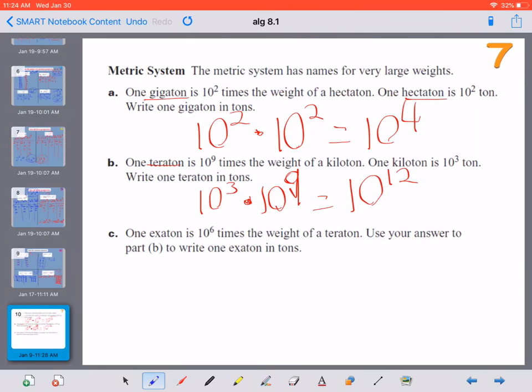Last one, 1 exacton is 10 to the 6th times the weight of a teraton. Use your answer from part B to write 1 exacton in tons. Well, we said a teraton was 10 to the 12th, and that 1 exacton is times 10 to the 6th, so 1 exacton must be 10 to the 18th.